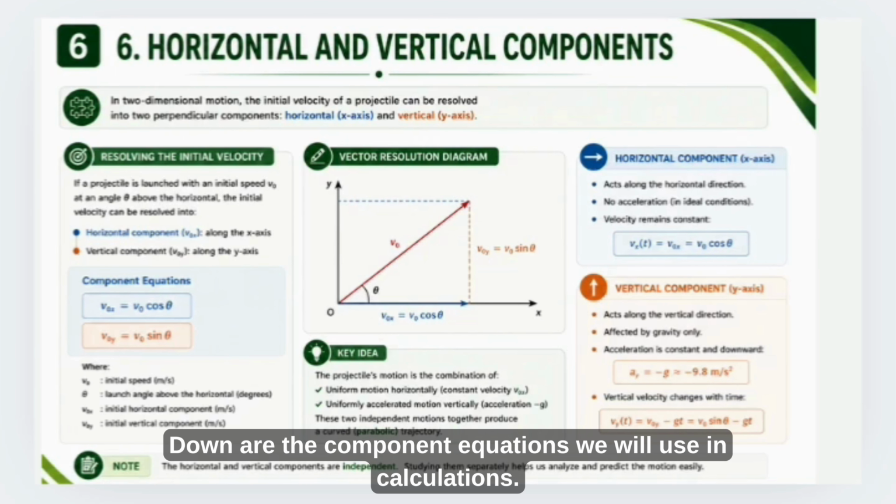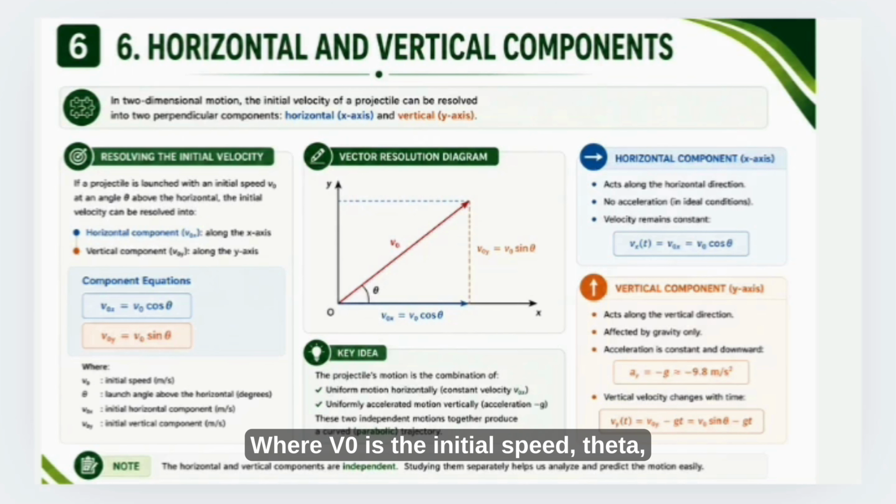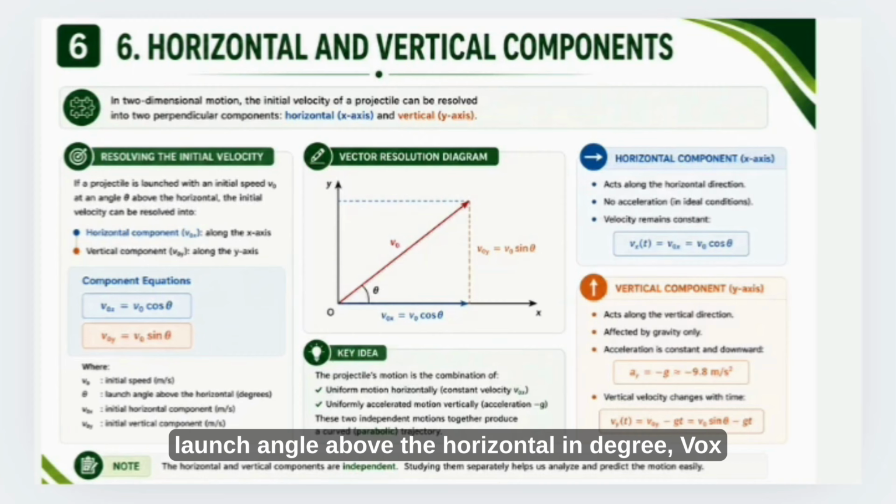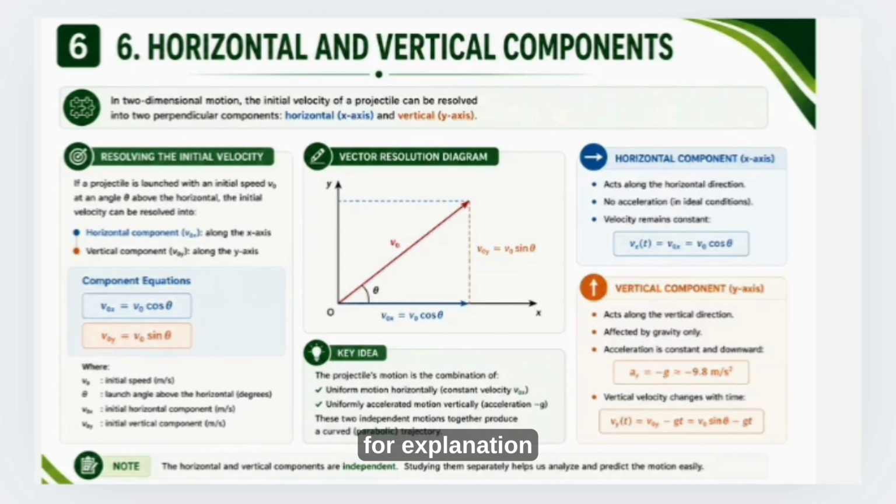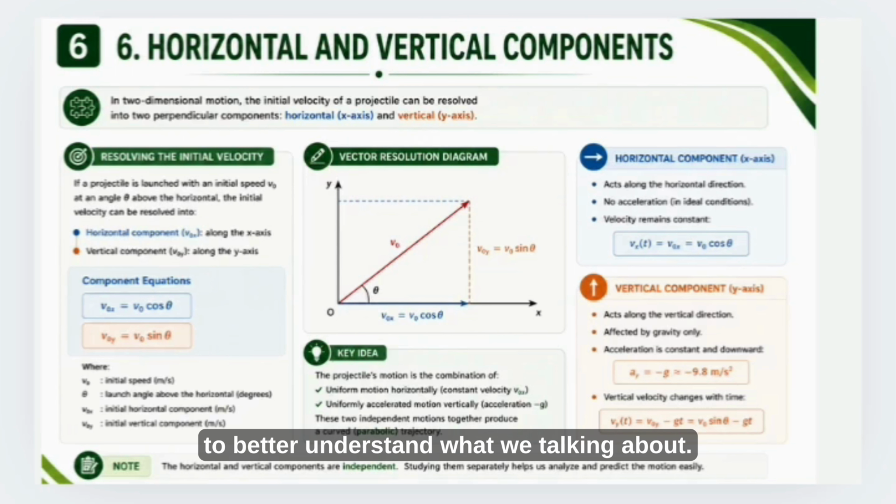Below are the component equations we will use in calculations, where V0 is the initial speed, theta is the launch angle above the horizontal in degrees, V0x is the initial horizontal component in meters per second, and V0y is the initial vertical component in meters per second. There is a vector resolution diagram beside for explanation to better understand what we're talking about.